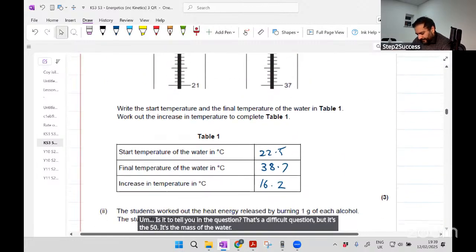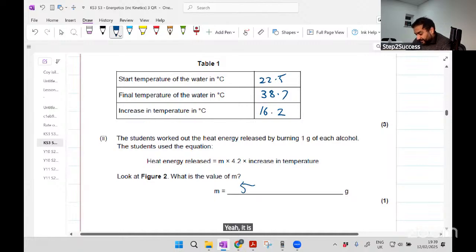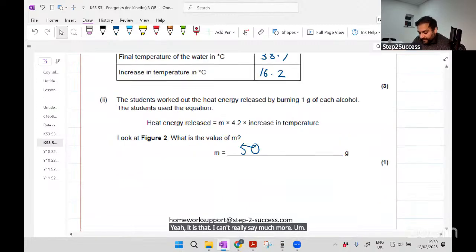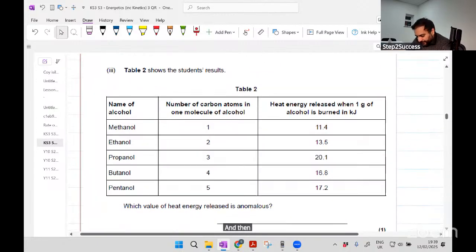Yeah, it is that. I can't really say much more. Yeah, that's what it is. You're supposed to go back and read the question from earlier. And then C part three.